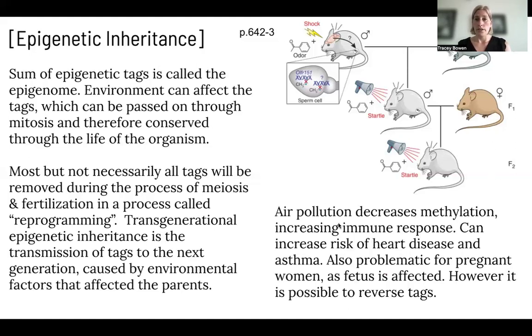Another example is that air pollution decreases methylation, which will increase immune response. As a byproduct of that, because you have a lot more inflammation, you have a higher risk of heart disease and asthma. It's also problematic for pregnant women because the fetus can be affected, but it is possible to reverse those tags. For example, as a smoker, you might end up with methylation occurring on your cells related to smoking, but if you stop smoking, then that can reverse some of that process.